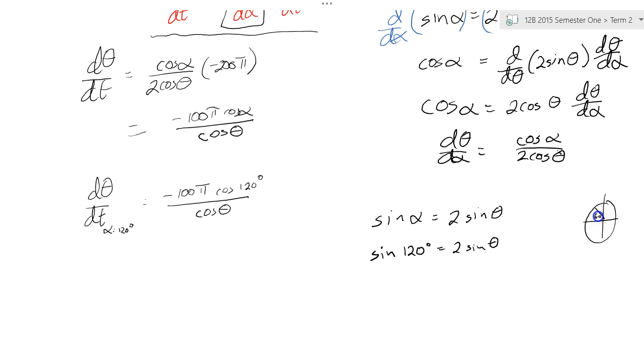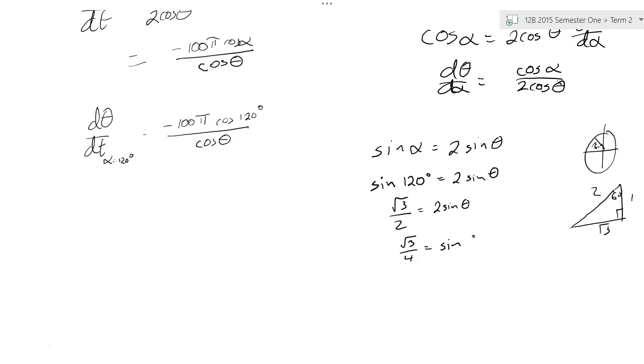Sine of 120, best friend in maths, unit circle. There it is, that's 60 degrees away from the x-axis. It's positive in that quadrant. What's the sine of 60 degrees? 1, 2, root 3. So that's going to be root 3 over 2 equals 2 sine theta. Dividing by 2, root 3 over 4 equals sine theta. So we can now work out cosine theta.